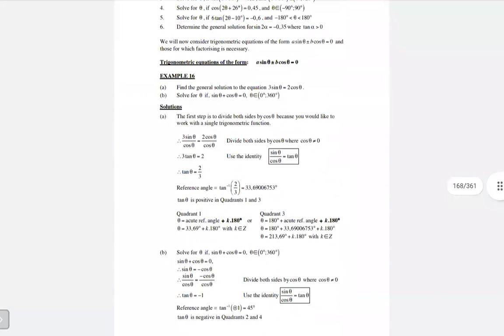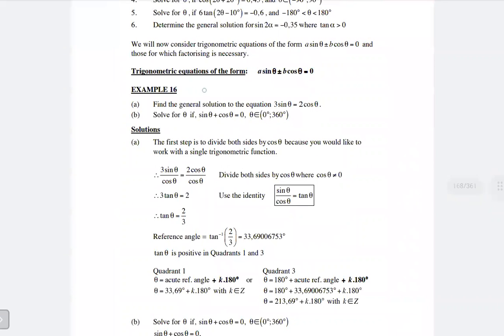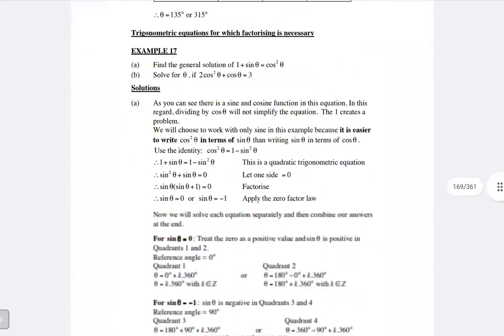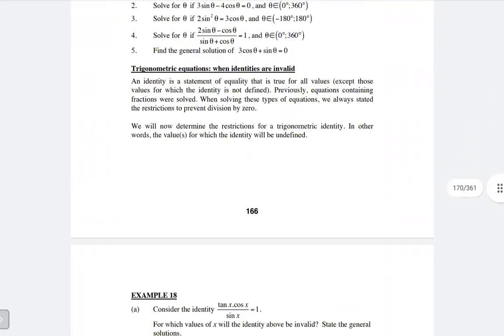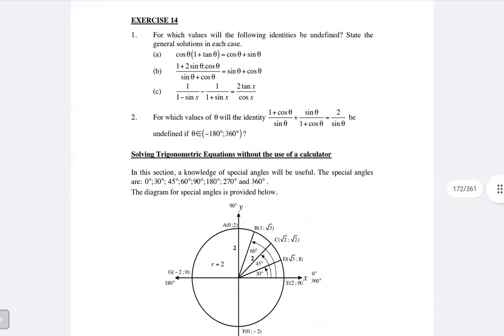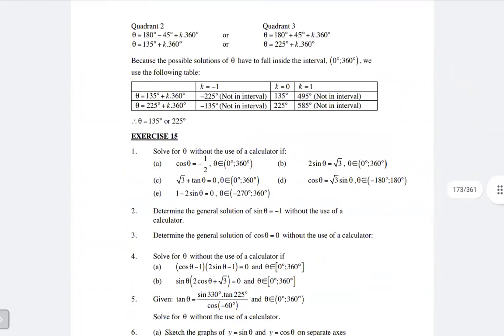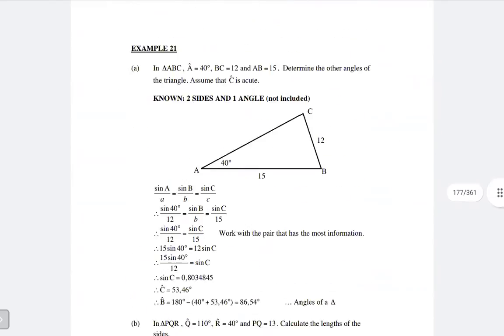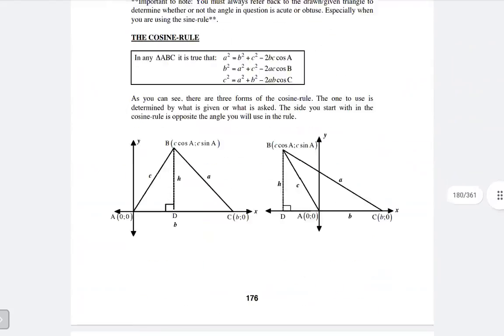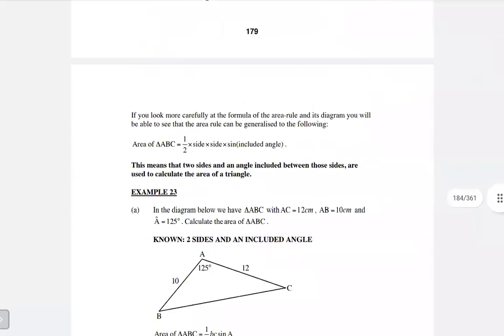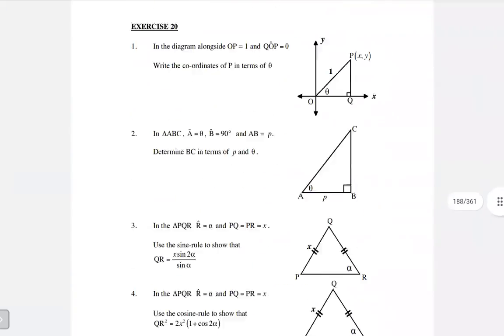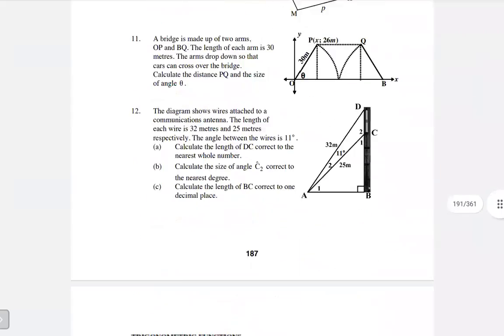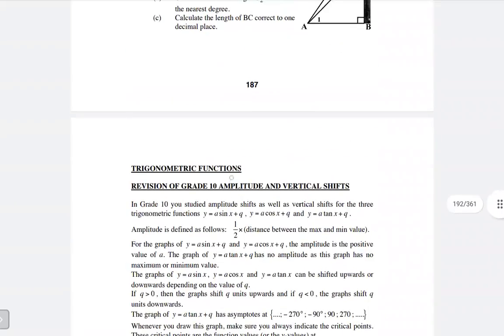Let's see here. It says here trigonometric equation of the form a sine theta. Okay, I think we're kind of close now. And then trigonometric equation with identities. Solving trigonometry equations without the calculator. Solution of triangles. Okay, let's keep scrolling here and see how far we can get. More triangles, more triangles. Let me just scroll a bit more. Okay, finally here we have trig functions, right?